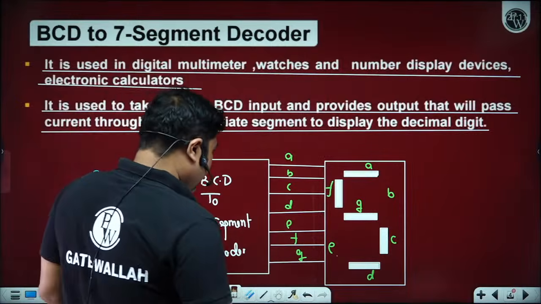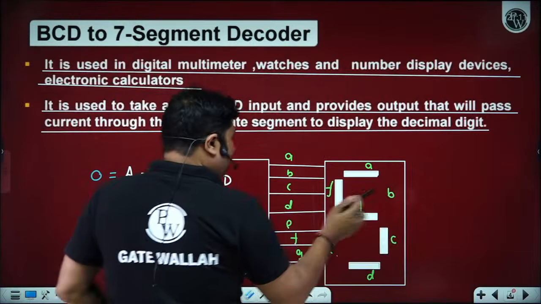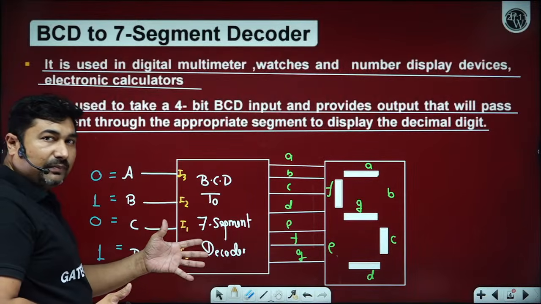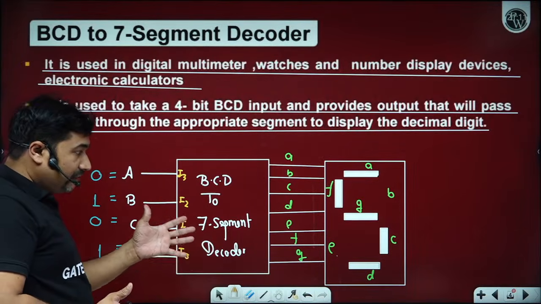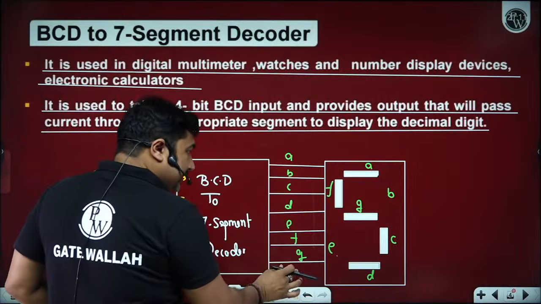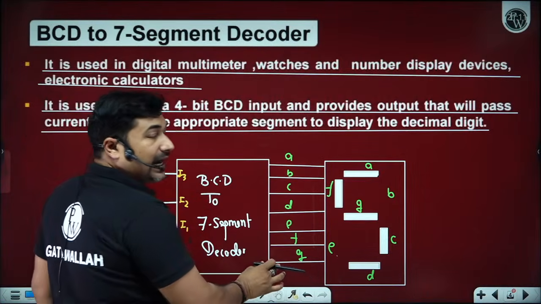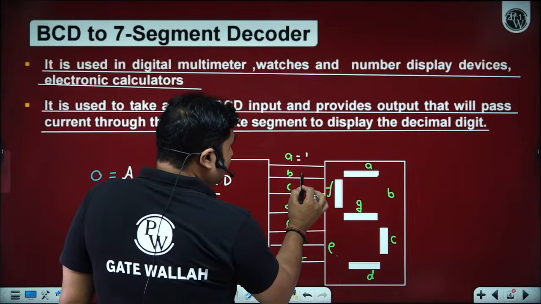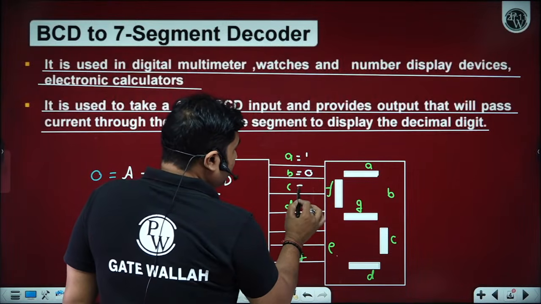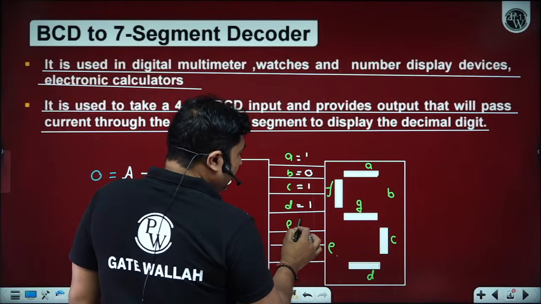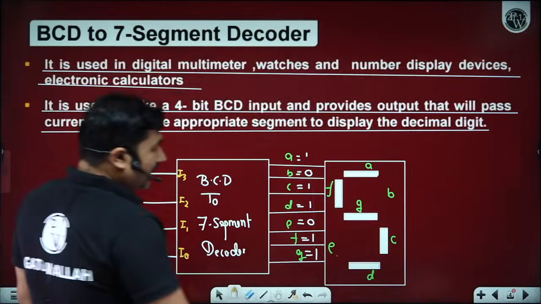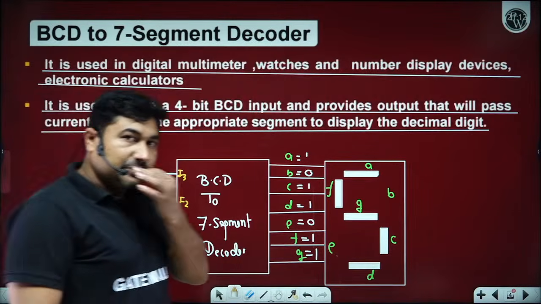So what does it mean? It means we want to design a digital circuit. If the input is the binary of 5, then appropriate output pins will become high, that will pass current through the appropriate segment. So A needs to be high, B needs to be low, C needs to be high, D needs to be high, E needs to be low, F needs to be high, G needs to be high. How many of you are able to understand? So it can display 5.